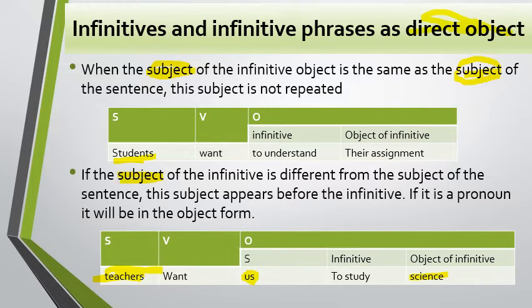For example, in the previous sentence, students want to understand their assignment. Students want themselves to understand their assignment, which means that they want something from themselves. It's the same subject. But when teachers want us, they want somebody else. Okay, they don't want themselves to study science. They want somebody else to study science.